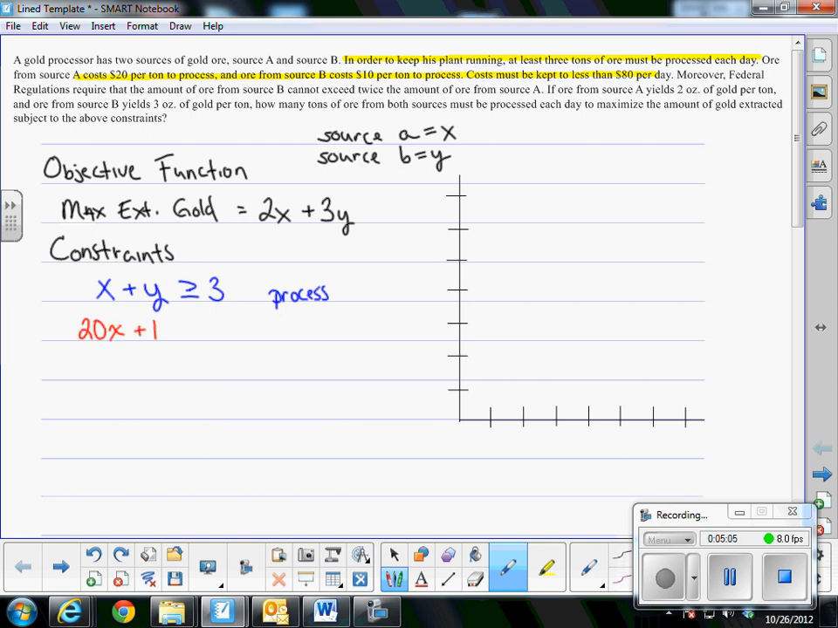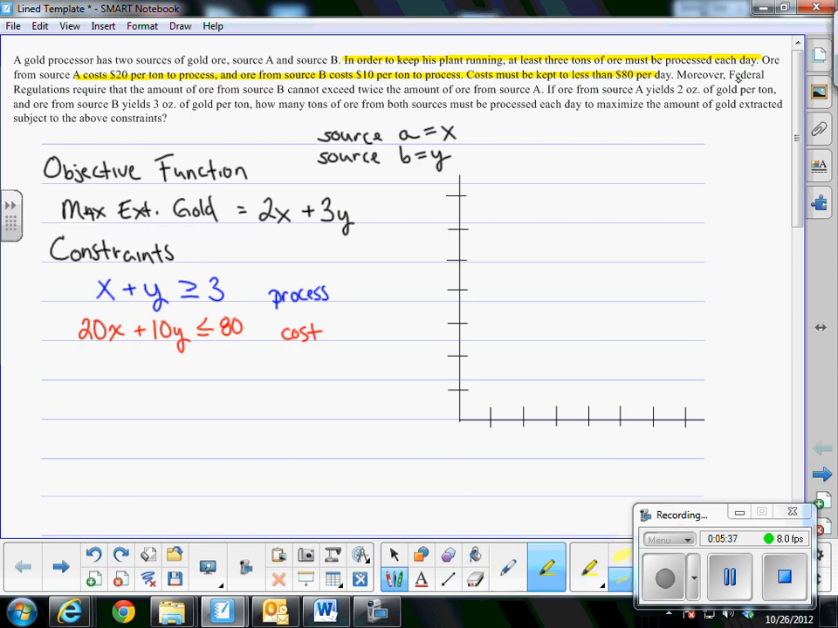and $10 per ton from source B, and I have to keep that to under 80 bucks. And I'm just going to make it, the way I've worded this question, I probably should have said no more than $80 per day. So because of the equality, when we do these, we're not going to really be too concerned with dotted lines and solid lines. So let's just assume they're all less than or equal to, greater than or equal to. Okay, and that was a cost constraint.